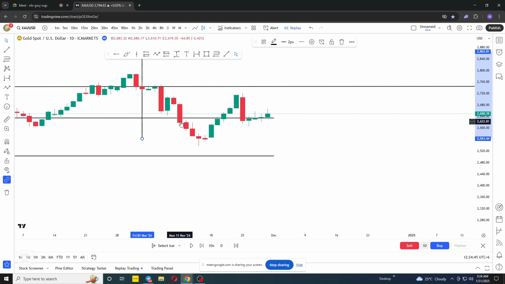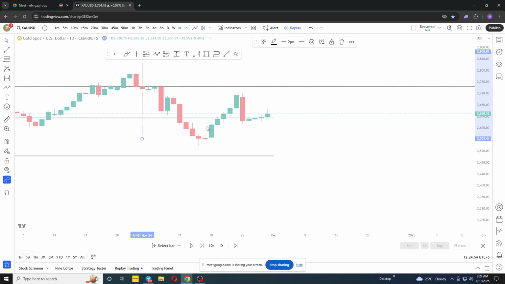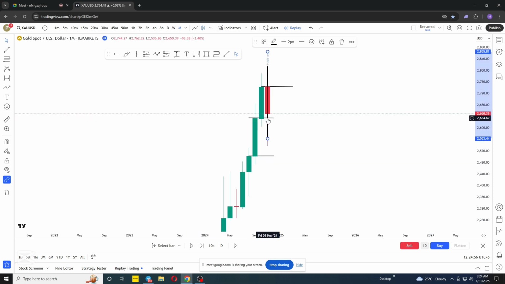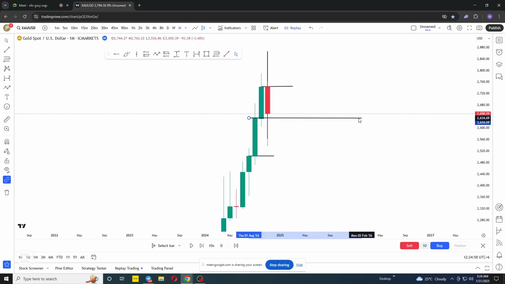So where is the rejection happening? Like this candle, this is the one. Though it is showing us a breakout, in monthly, the rejection happened here. You see this line.